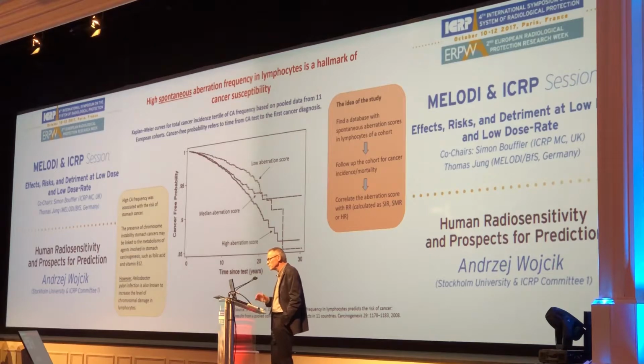When he then looked at, it's the interesting question, of course, which cancer are we talking about? And then he found the strongest association between a high aberration score and the cancer risk is for stomach cancer. And that may be linked to the metabolism of agents involved in stomach carcinogenesis, like high folic acid and vitamin B12. But it may also be linked to the fact that many people who have a Helicobacter pylori infection develop stomach cancer. And we know that people who have a bacterial infection, bacteria tend to excrete restriction enzymes, and they cause chromosomal aberrations in lymphocytes.